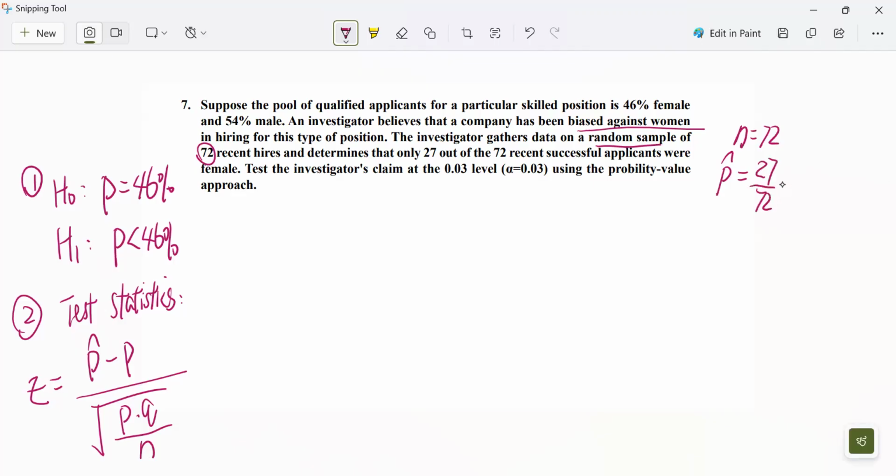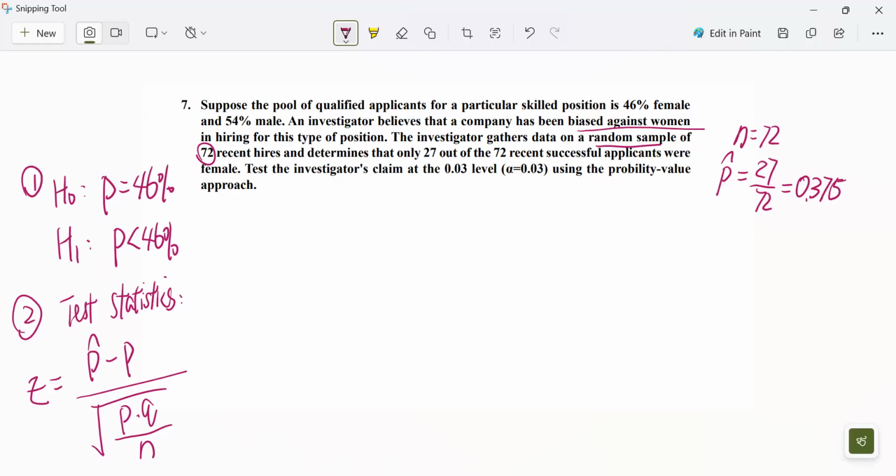Let's see what 27 over 72 is. Put into a calculator, that turned out to be 0.375. So meaning there are 37.5% of the female applicants being hired into the position.